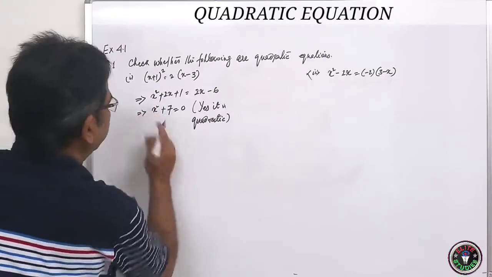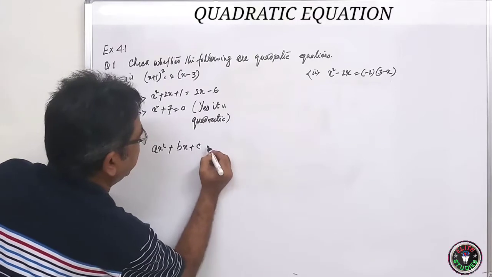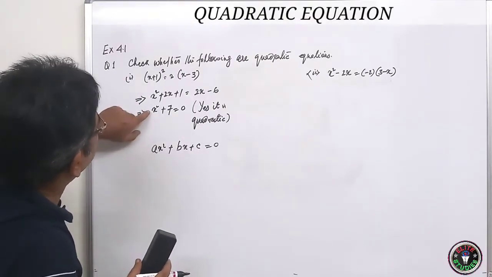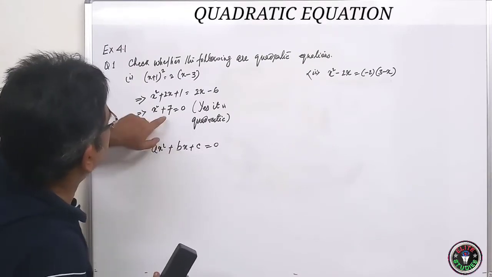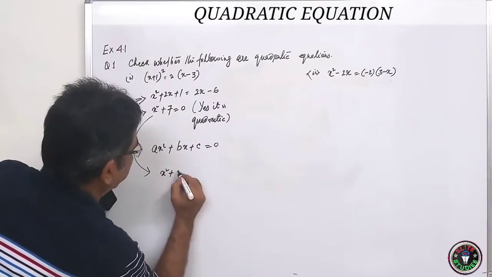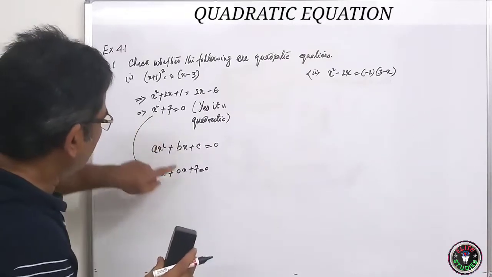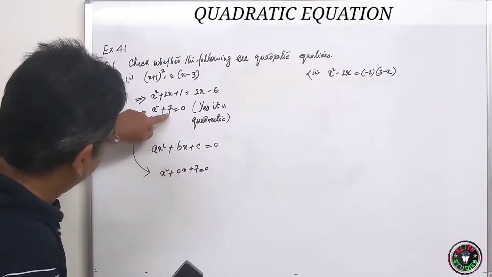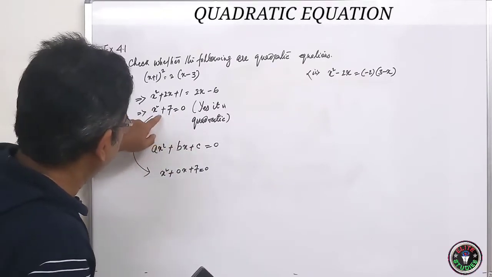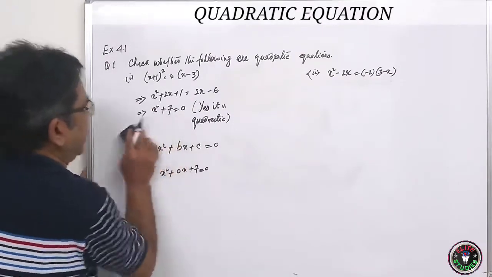Here, if you compare with ax square plus bx plus c is equal to 0, then in place of a it is 1. In place of b it is 0, because this can be written as x square plus 0 into x plus 7 is equal to 0. And in place of c it is 7. So therefore it is quadratic. Now let us see the next question.